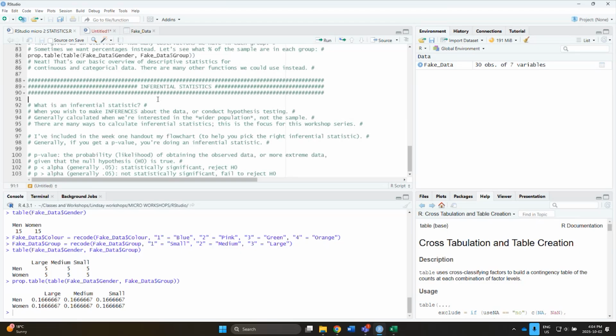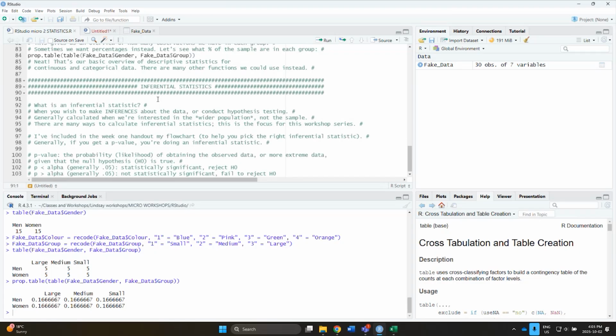A lot of folks, when they think inferential statistics, they think p-values. If you've ever done a stats class, you probably know what a p-value is. We're going to talk about that. We generally calculate inferential statistics when we're interested in the wider population. We might have a sample, but we generally don't care about the sample. We got the sample because we care about the information for the wider population.